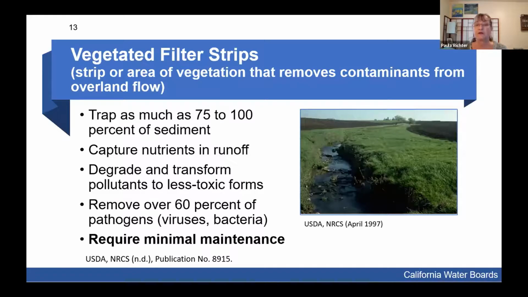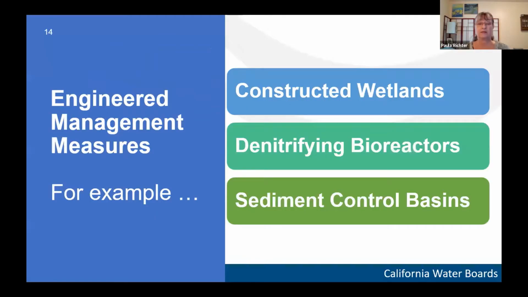Filter strips are areas of vegetation that serve as buffers from cropped areas to surface water bodies, usually low-lying grasses. They perform really well in trapping sediment and nutrients. They also reduce the toxicity of pollutants and remove high rates of pathogens. And once established, they generally require minimal maintenance. Now on to engineered management practices. The 3 management measures I'll cover today are constructed wetlands, nitrifying bioreactors, and sediment basins.